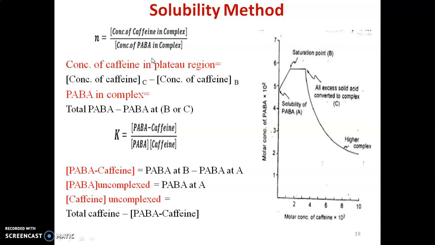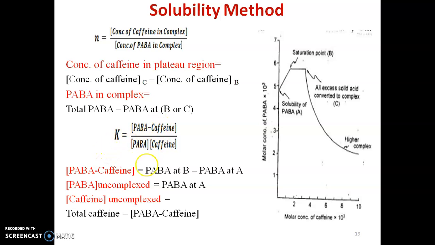After the stoichiometric ratio, for calculation of the stability constant, we have also seen the stability constant expression in the previous slide, which we can represent as product in the numerator and reactants in the denominator. So our product is the complex, that is the PABA-caffeine complex, versus uncomplexed para-aminobenzoic acid and uncomplexed caffeine. In this manner, we can calculate the stability constant.